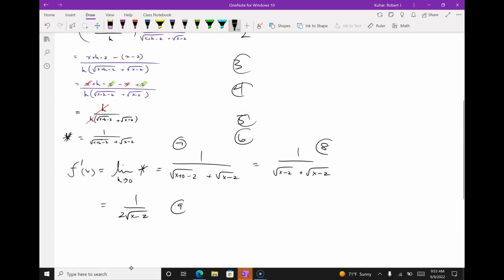How we doing? Anyone stuck anywhere? We get there? How do we check it on Desmos? Plot this function, plot the original f prime. You say f of x is equal to this.